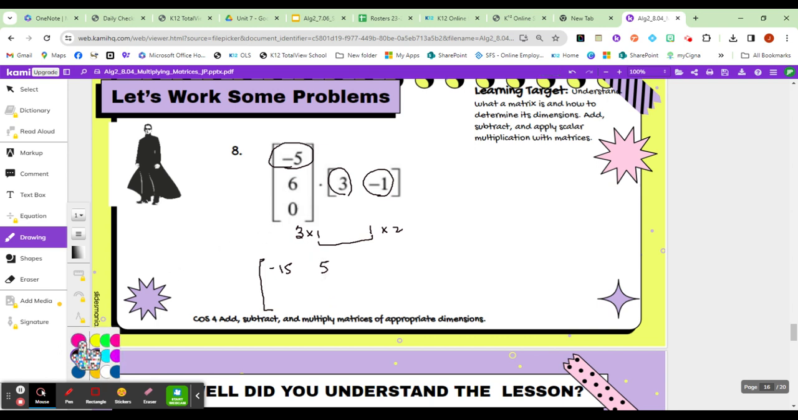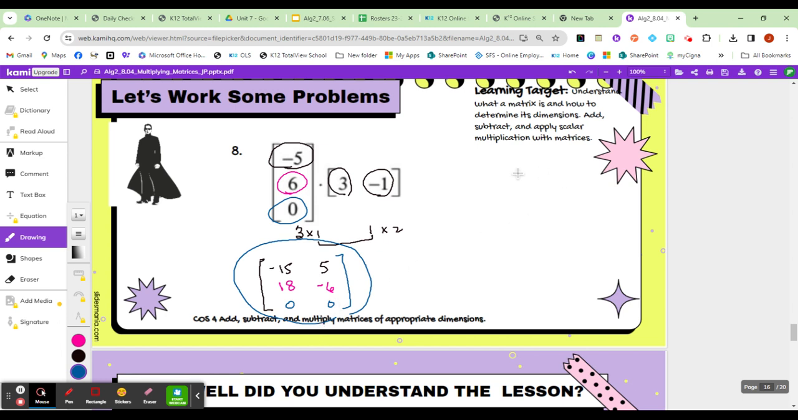And then we move on to second row times the first column. 6 times 3 is 18. 6 times -1 is -6. And then we move on to that last row. Third row times first column is going to give me 0. Third row times second column is going to give me 0. And then that's actually my answer. So -5 times 3 is -15. -5 times -1 is +5. 6 times 3 is 18. 6 times -1 is -6. 0 times 3 is 0. 0 times -1 is 0.